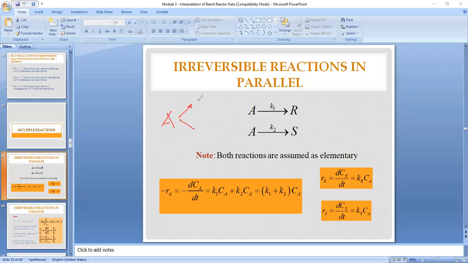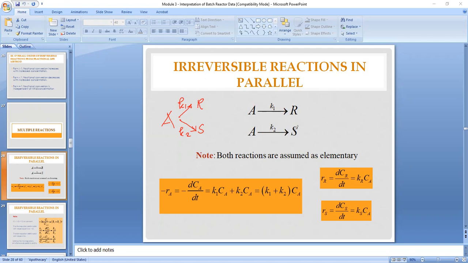You have a single reactant, and from that single reactant, you have two reactions happening simultaneously in the formation of two products. So this is a parallel reaction, and if it's written in this manner, it would be easily explained later why you come up with these particular expressions for the rate. But in books and in reference materials, this is how it is written. Now, note both reactions are assumed as elementary.